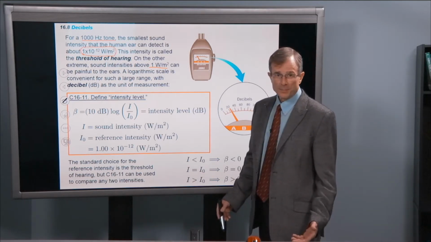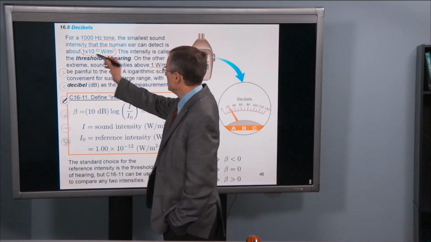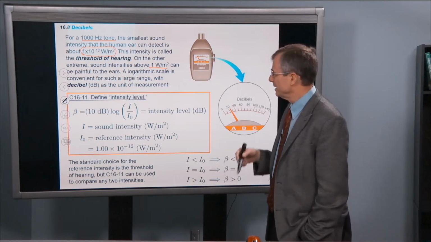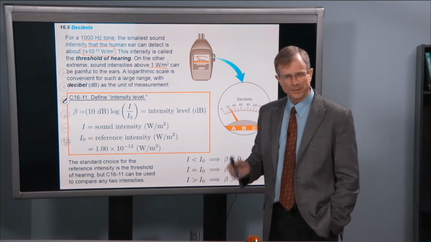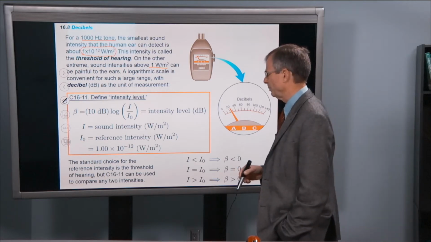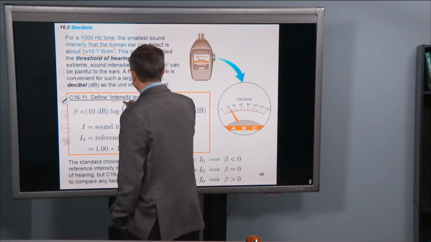So it's kind of hard to compare these numbers being so different, a factor of 10 to the 12 different. It's easier to do math if we come up with a logarithmic scale that compresses that distance into a manageable amount. And that's called the decibel scale, and it's called the intensity level.